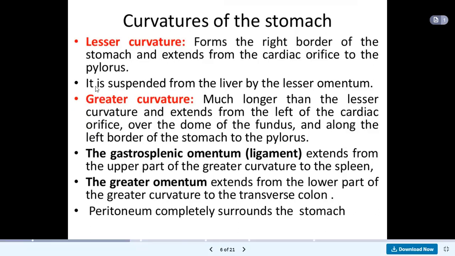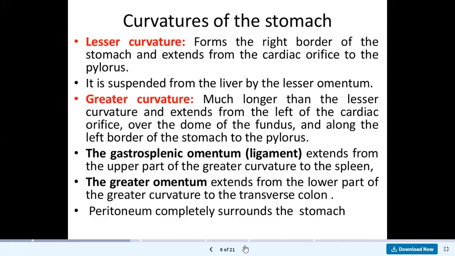And then it is suspended from the liver by the lesser omentum. So the connection between the liver and the stomach is the lesser omentum. And we will see what makes up the lesser omentum in the next slide. So greater curvature is much longer than the lesser curvature, and it extends from the left of the cardiac orifice over the dome of the fundus and along the left border of the stomach down to the pylorus.